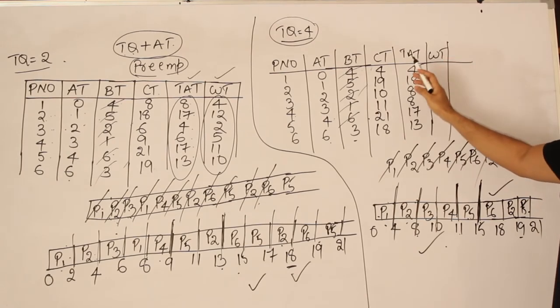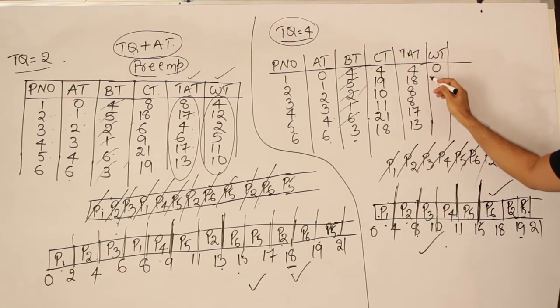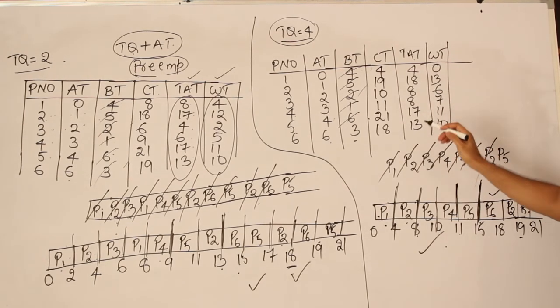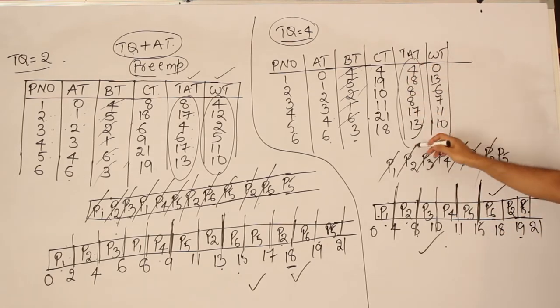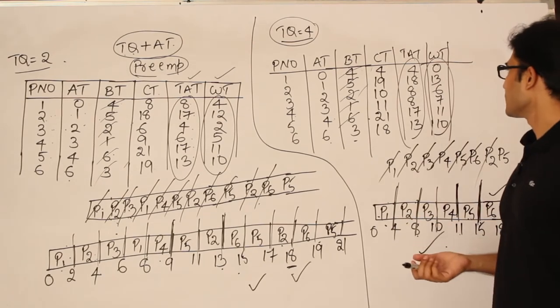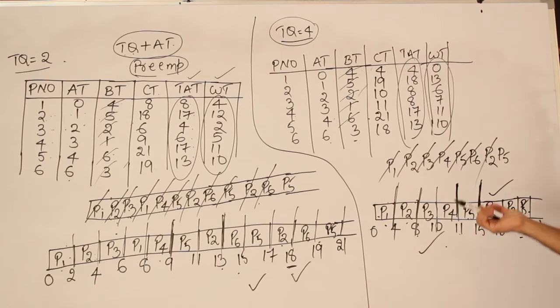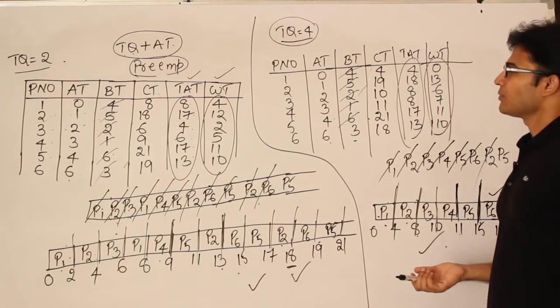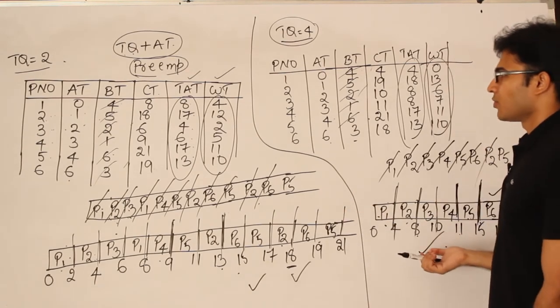And then waiting time is turnaround time minus burst time. Here it is 0, here it is 13, here it is 6, here it is 7, here it is 11, and here it is 10. So that is waiting time. You can find out the average turnaround time and average waiting time, right? And you can even see that waiting time is not going to be much different. Maybe you can just test it out. Maybe with some examples you will find that there might be some difference there. Okay, so this is all about round robin with time quantums 2 and 4. Let's solve some more examples on this.